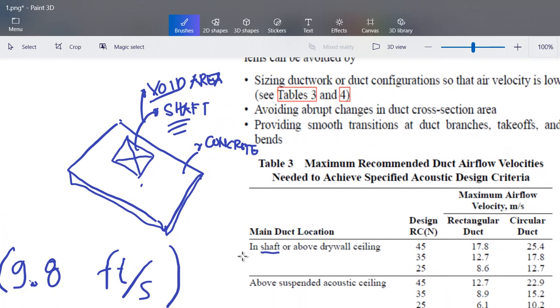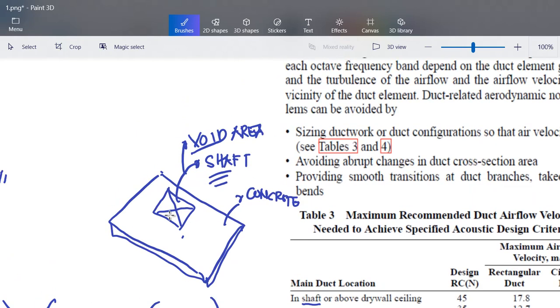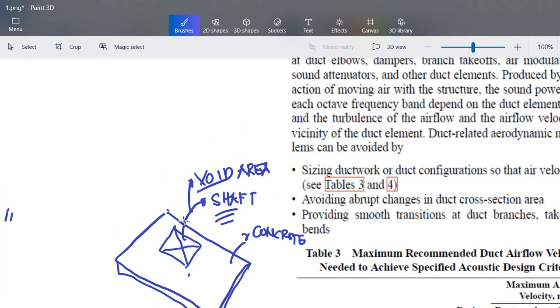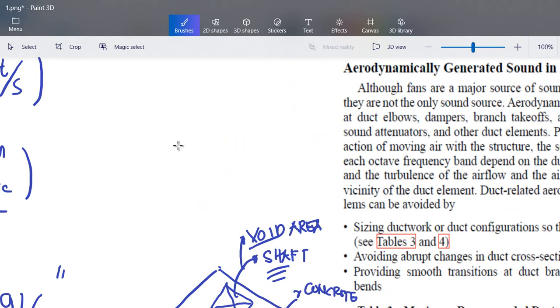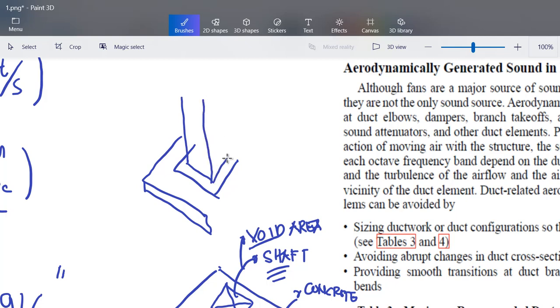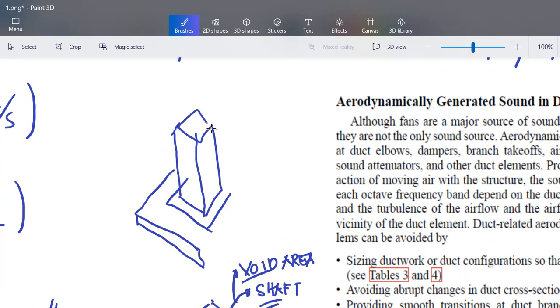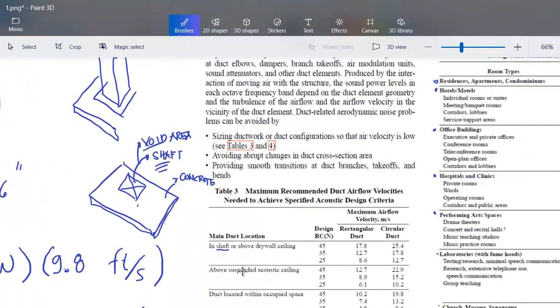Okay, so we have your in shaft. So ibig sabihin when we say duct location is in shaft, I will draw it in 3D perspective. So when we say duct in shaft, so may butas ka dyan, then yung duct mo is paakyat ng ganon. So when you say shaft, makikita ng ganun yung duct mo. Doon siya dumaan sa butas. Okay, so yan ang explanation.